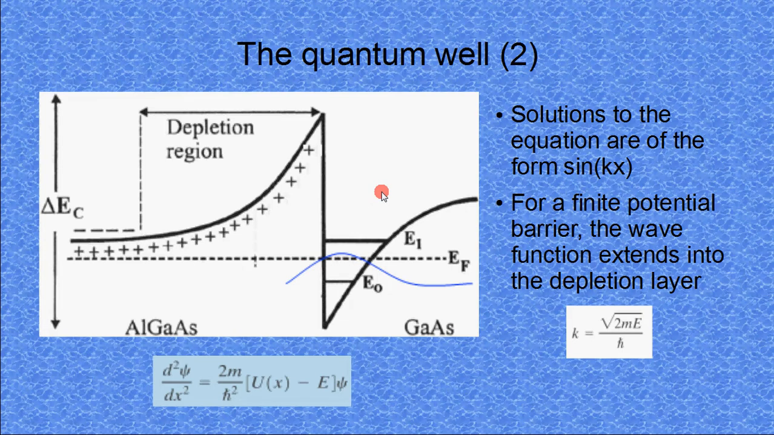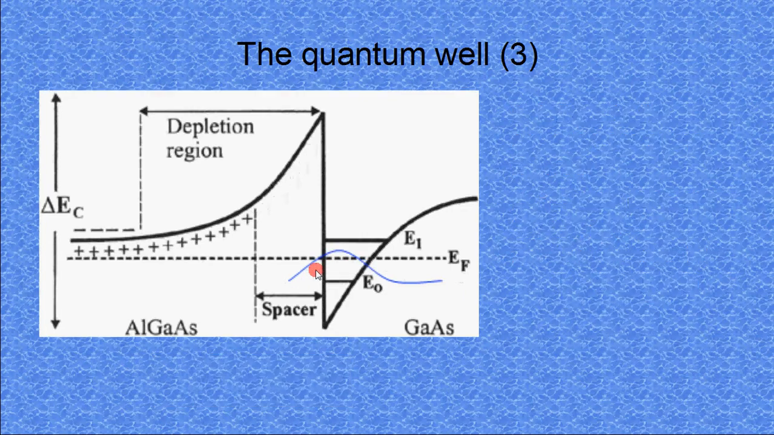This can be avoided if you have a spacer layer, which means you don't dope the aluminum gallium arsenide layer for a while. So this allows the wave function to tunnel into the aluminum gallium arsenide layer without actually getting hit by impurities.